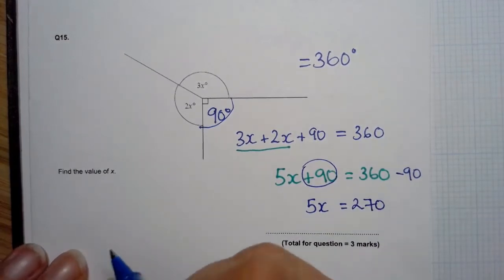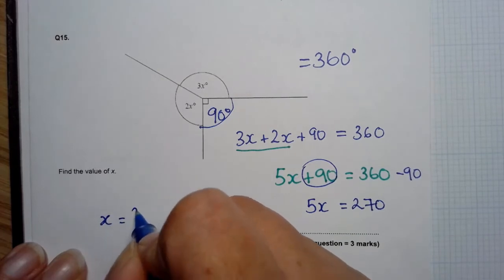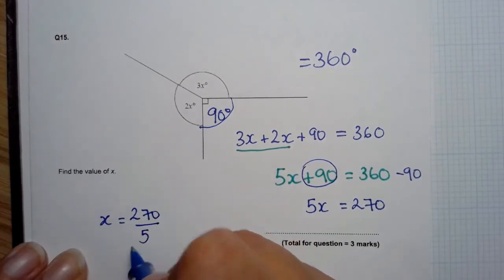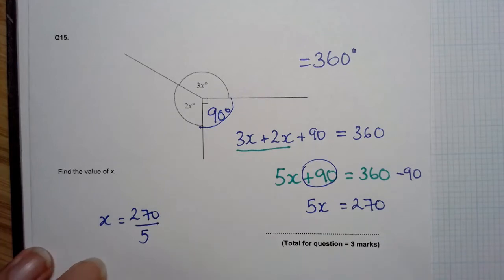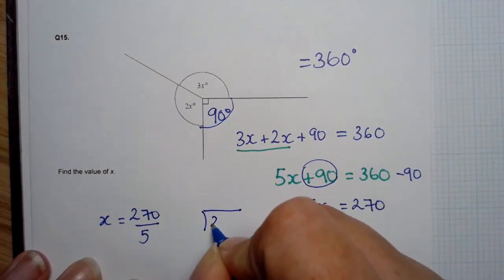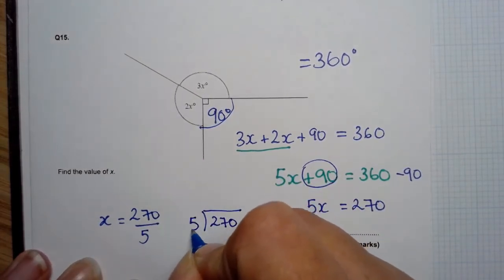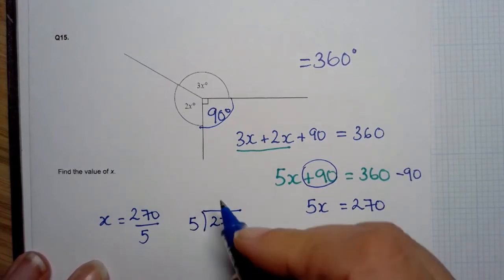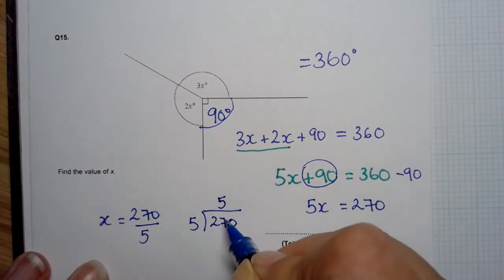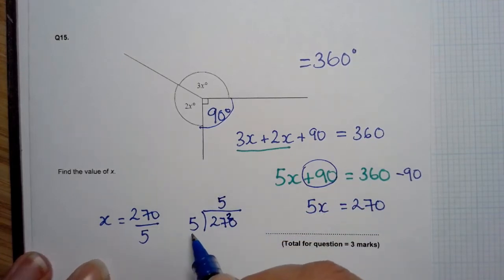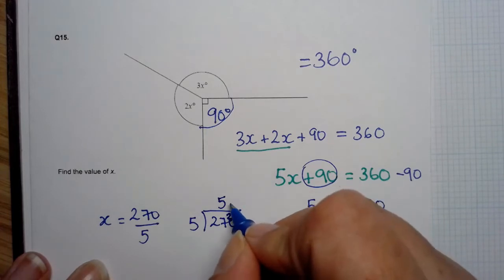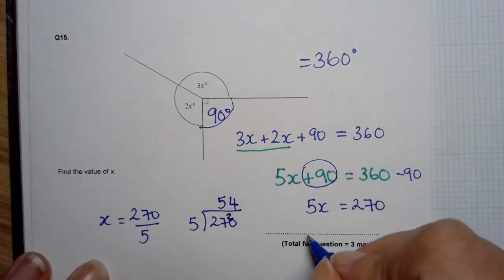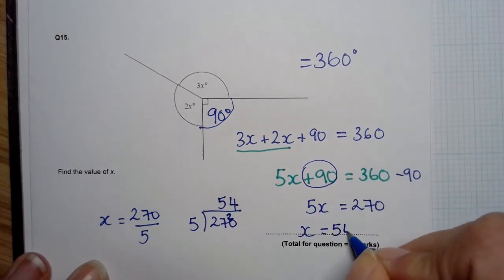And my answer is going to come by doing 270 divided by 5. Now again, if you can't do this in your head, that's fine. You just need to do it as a bus shelter. So the 270 goes inside, the 5 goes on the outside. There's no 5s in 2, so how many 5s in 27? Well, 5 5s are 25, which gives me a remainder of 2. And how many 5s are in 20? 4. So the value of x is 54.